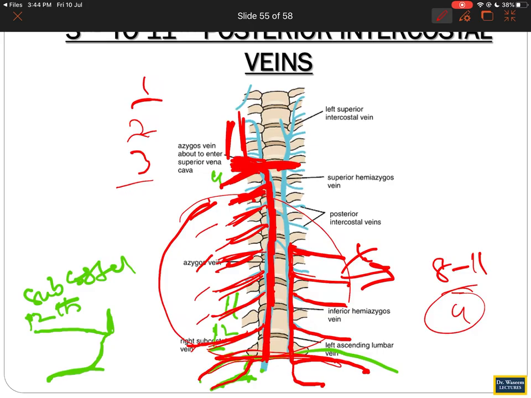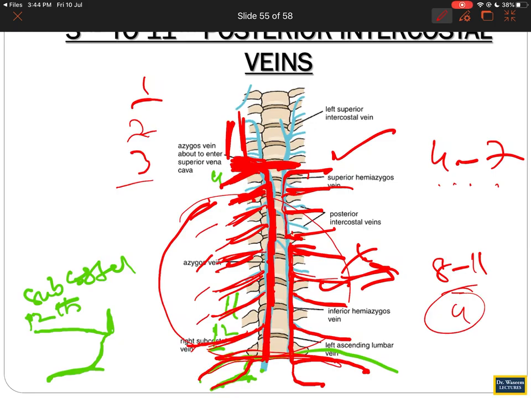What about the upper 4 intercostals? Upper 4 means from the 4th to 7th: 4, 5, 6, 7. They will join to form another azygous, but this will be half. So in comparison with your azygous, these two veins which have been formed here will be half azygous. So you call them hemiazygous. This will be called the superior hemiazygous and this is called the inferior hemiazygous.